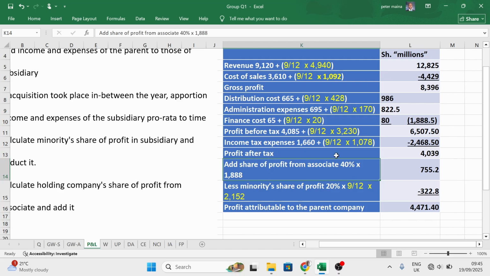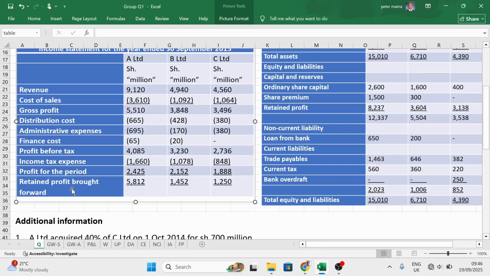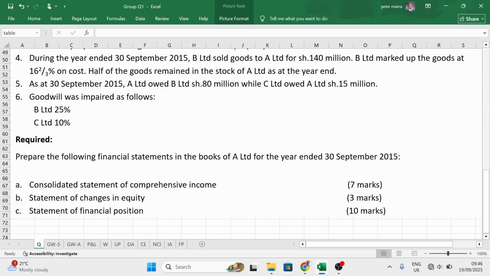So you're going to take the profit after tax, add share of profit from associate, less minorities' share of profit, and the balance that you will get there is going to be the profit attributable to the parent company. This is going to be taken to the group retained profit account, but in this case, the question requires you to prepare a statement of changes in equity. So that is the one that you are going to prepare instead of the group retained profit, although you just use the same format in both of them.